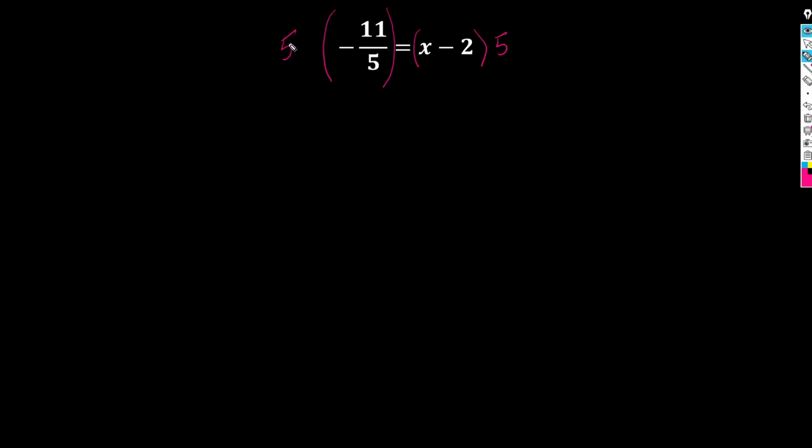Now, what happens here? The 5 on the left cancels out top and bottom, leaving me with negative 11 on the left. And look, the right side. That's 5 times the quantity x minus 2. Remember, you're multiplying the 5 to the entire right-hand side of the equation. So, I will have to distribute by way of multiplication.